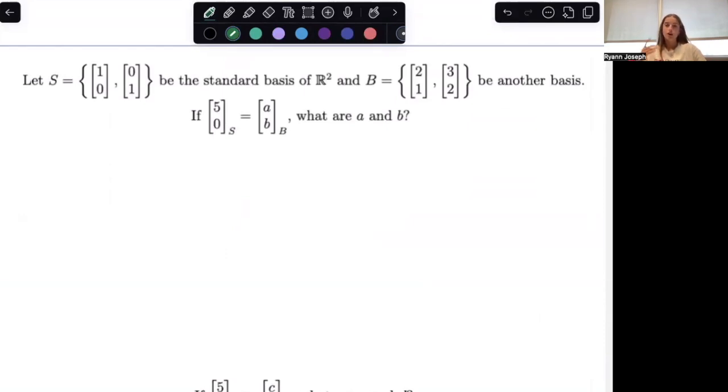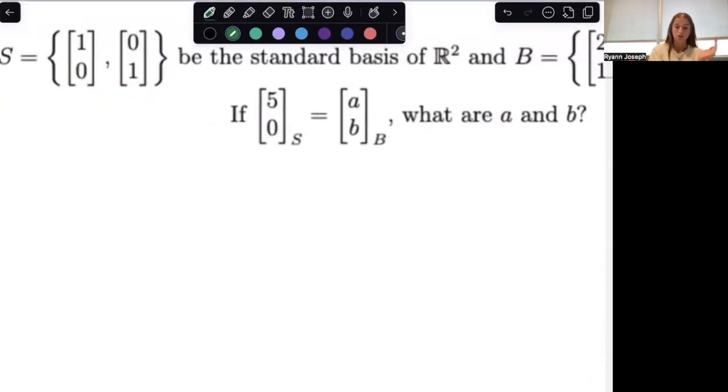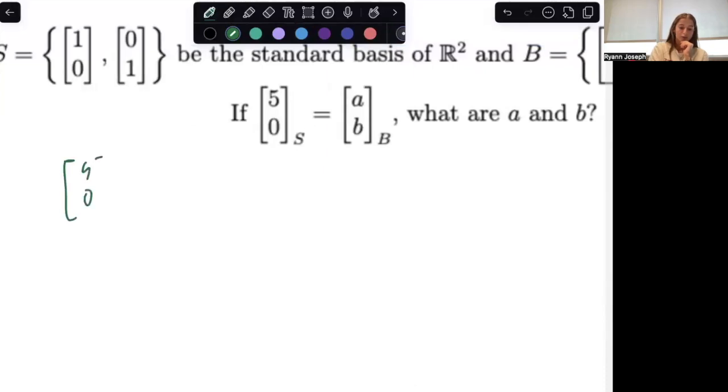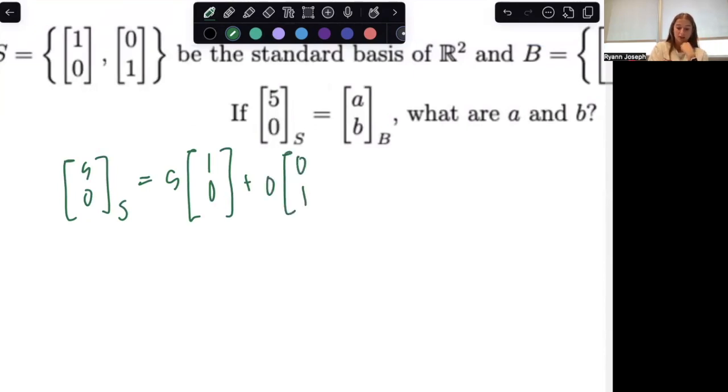All the previous examples have been about the change of basis matrix, but here I want you to really understand what the idea of change of basis is. So the question is, if 5, 0 with respect to S is equal to A, B with respect to B, what are A and B? They're saying if I have a vector 5, 0 with respect to the standard basis, what is that vector with respect to the B basis? So 5, 0 with respect to S tells us that it's 5 times the first basis element plus 0 times the second basis element.